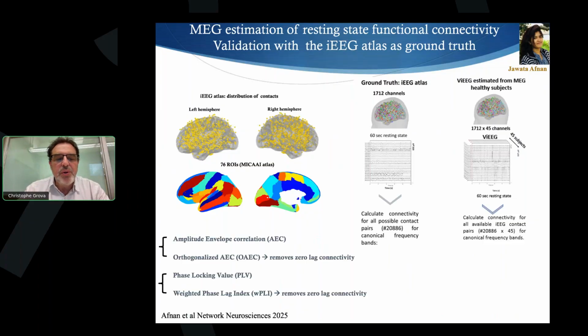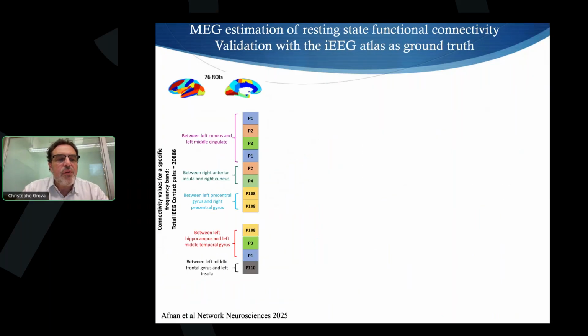So we compare those 2, and you might have heard about the problem of leakage in functional connectivity: everything that is time locked, that has no delay, might be biased by the inverse problem per se. So we are using orthogonalized or specific versions like weighted PLI, which remove the zero-lag connectivity to not be biased by the leakage. And so this is our framework.